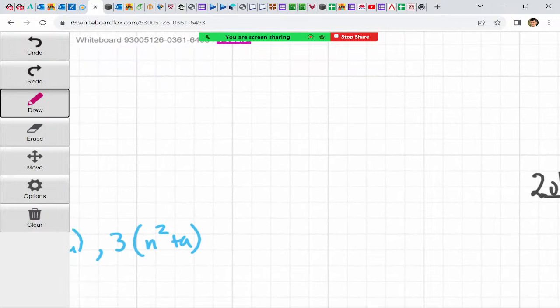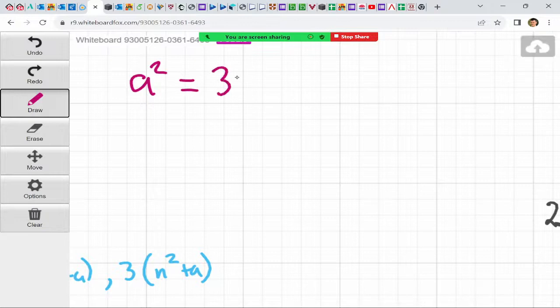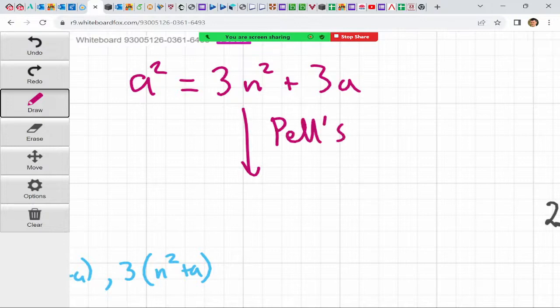So the exercise we have now, Justin, is to turn this into Pell's. So a squared equals 3n squared plus 3a, yeah? Does Liam even remember how to do this? Turn it into Pell's. I did something really weird. Get a piece of paper and do it. Let me see what I wrote. I moved it. Can you turn this into Pell's equation, Justin?